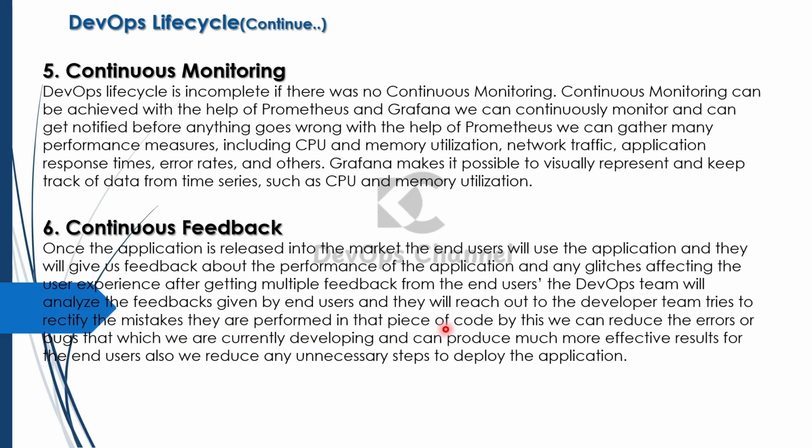and try to rectify the mistakes they are making in that piece of the code. By this we can reduce the errors and bugs that we are currently developing, and can produce much more efficient results for the end user. Also we reduce any unnecessary steps to deploy the application. Okay, so this is a very basic understanding of continuous feedback.